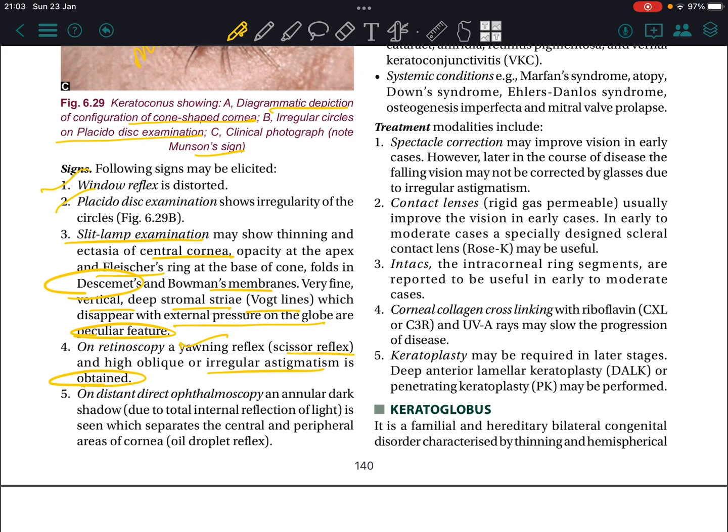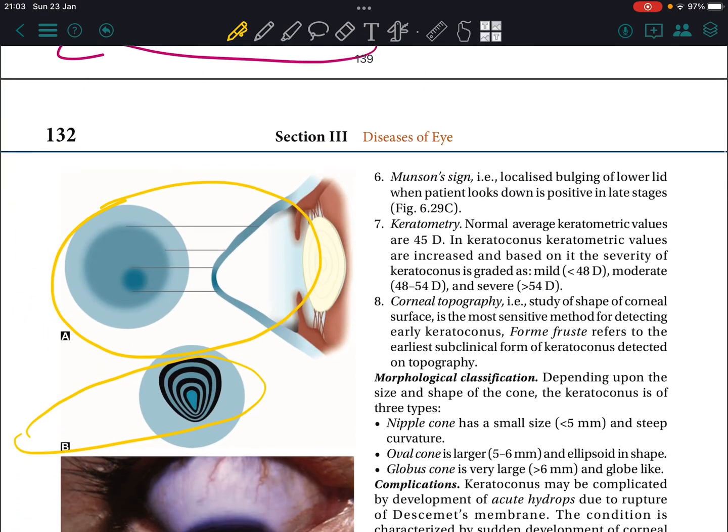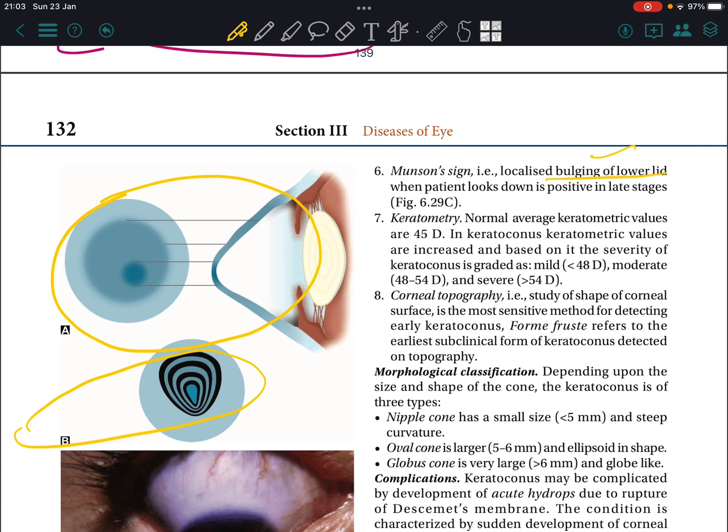On distant direct ophthalmoscopy, an annular dark shadow separates the central and peripheral areas of the cornea. Oil drop reflex. Munson sign: localized bulging of the lower lid when the patient looks down, is positive in late stages. Keratometry.